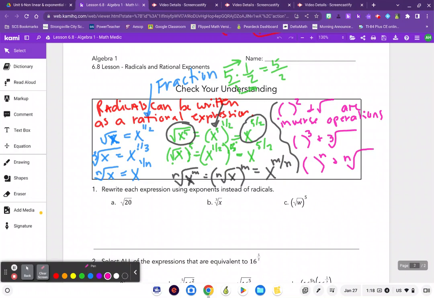All right, so your job is to take these skills and apply them to the Check Your Understanding. And if you have questions, let me know.